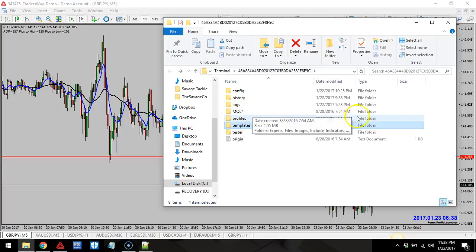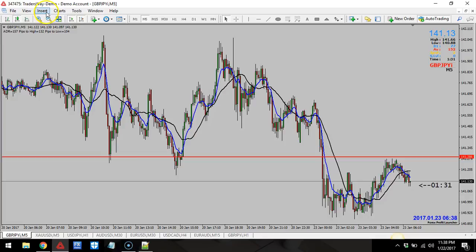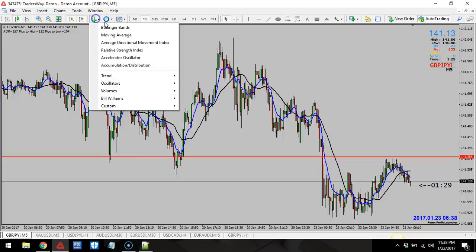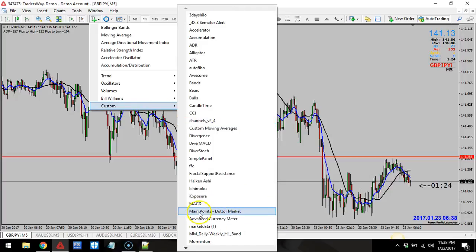Once you copy and paste the template into there, and the indicator inside the Indicators folder in MQL4, you exit out of the whole thing and reboot it, and it'll all be right there. Your indicators will be right where the indicators are, under Custom. You go to Custom, and then you'll find whatever the name was, and that's going to be your indicator.